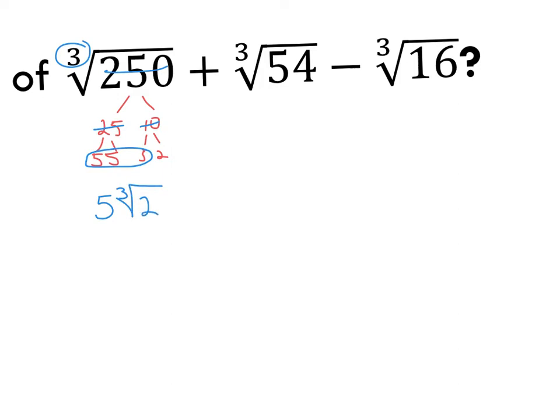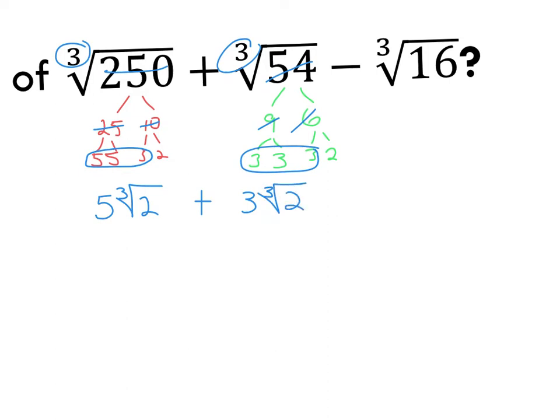We're going to do a similar process for 54. Notice this time we have 9 times 6 is 54. 9 breaks into 3 and 3. 6 breaks down to 3 and 2. And we have a cube root, which means I want 3 of the same number to come out of the radical. So we'll have plus 3 cube root of 2. We're going to use a similar process for the cube root of 16. Now remember, 16 breaks down to 4s, which break into 2s. And notice we have a cube root again. We have 3 2s, so we'll have minus 2 cube root of 2.